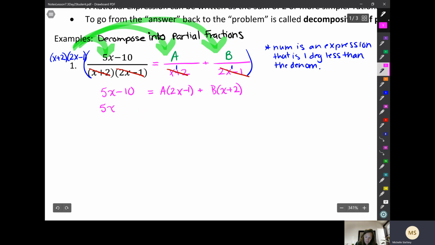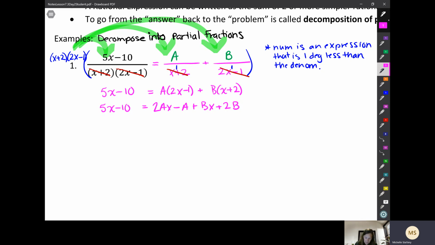So on the left, I still have my 5x minus 10. On the right, I have 2ax minus a plus bx plus 2b. And now I'm going to group together the terms that are like terms.